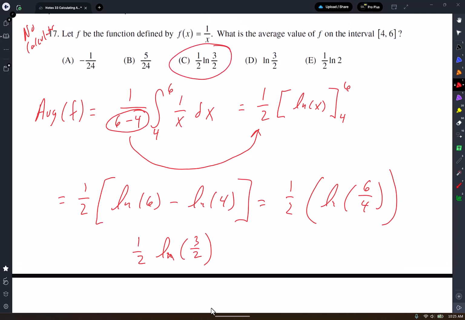You could have also seen it. I'm surprised that they didn't do it, though. If you would have seen this, ln parentheses square root of 3 over 2, that would have been a valid answer also. But they decided not to test your algebra skills. Because that 1/2 goes as an exponent. So just be careful of that. Cool or not cool? Okay.